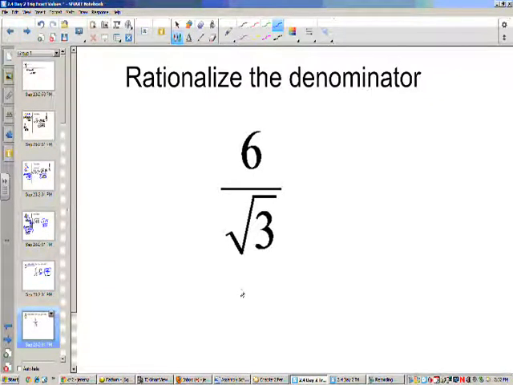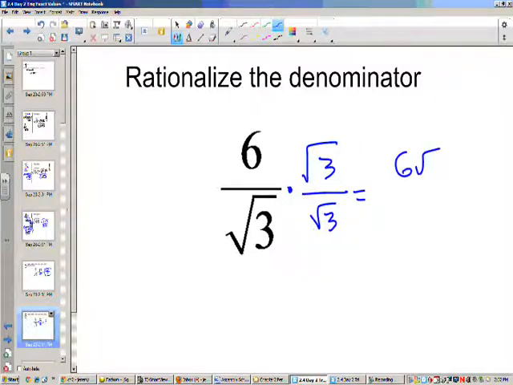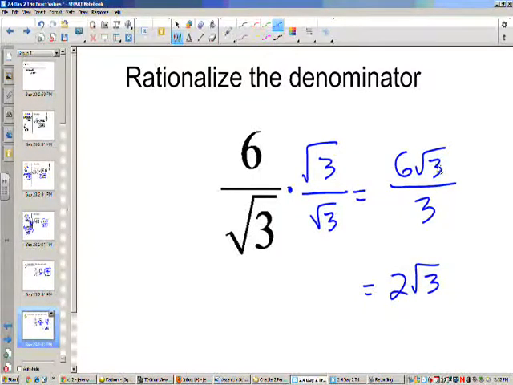Try this one on your own, pause the video, and see how well you can do. Hopefully you're done. If I multiply by root 3 over root 3, now I'll have 6 root 3 over the square root of 9, which is 3. Now we can go a step further because 6 divided by 3 is 2. Now we can't divide the numbers inside the square root with the number outside. We can just divide the two numbers on the outside.